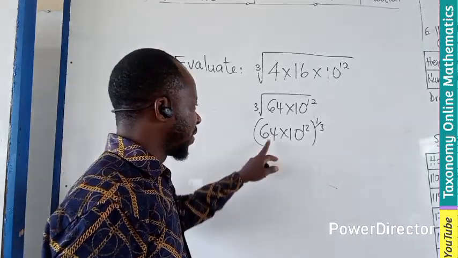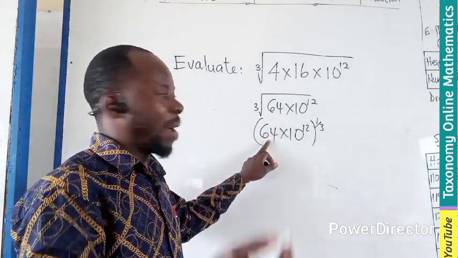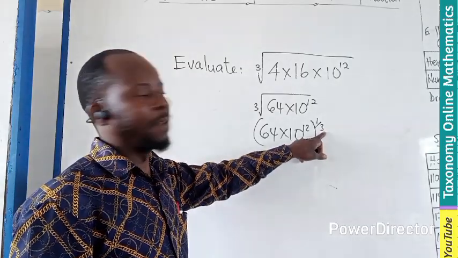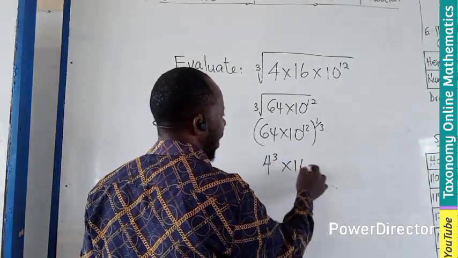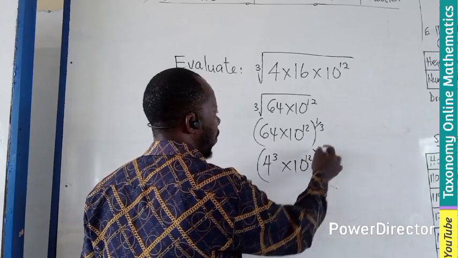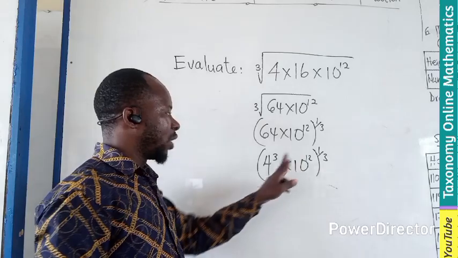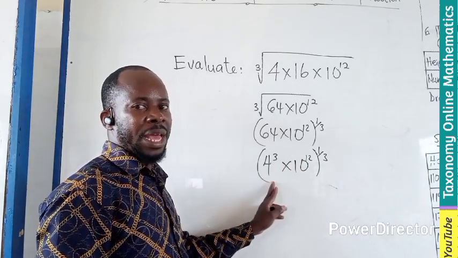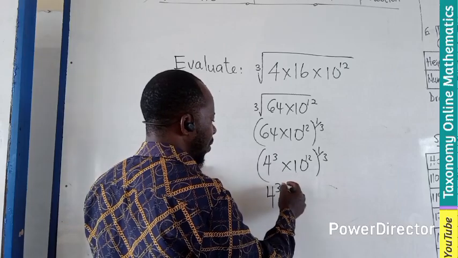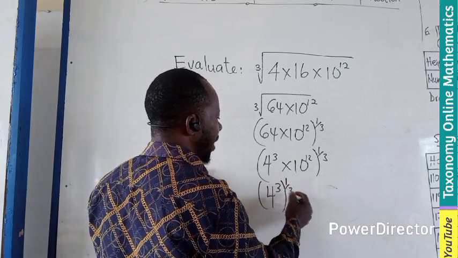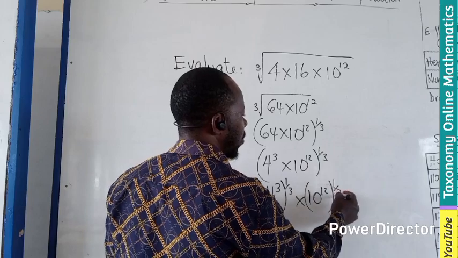And if that is the case, this can be translated into indices, a base and power. That will carry what? Power 3. That will mean 4 exponent 3 times 10 exponent 12 all raised to the power 1/3. Now we can shift in the power to affect the two multipliers. So this becomes 4 exponent 3 multiplying 1/3 times 10 exponent 12 multiplying power of 1/3.